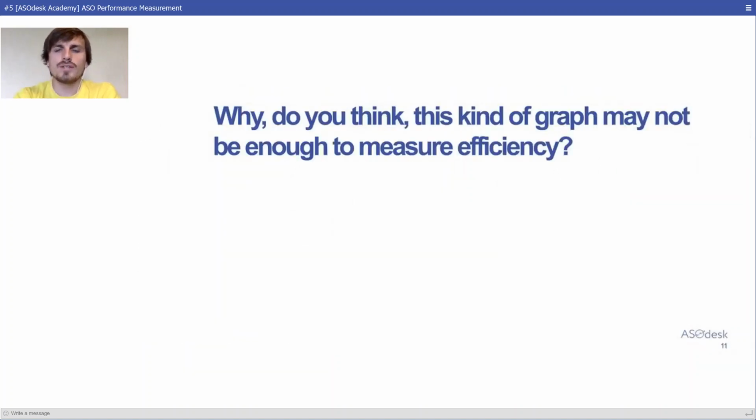Why do you think this kind of graph may not be enough to measure efficiency? What are your thoughts? Could you please share with everybody and with myself? It's nice to have all these external metrics, but why is this kind of graph not enough to measure the efficiency of our ASO iteration?